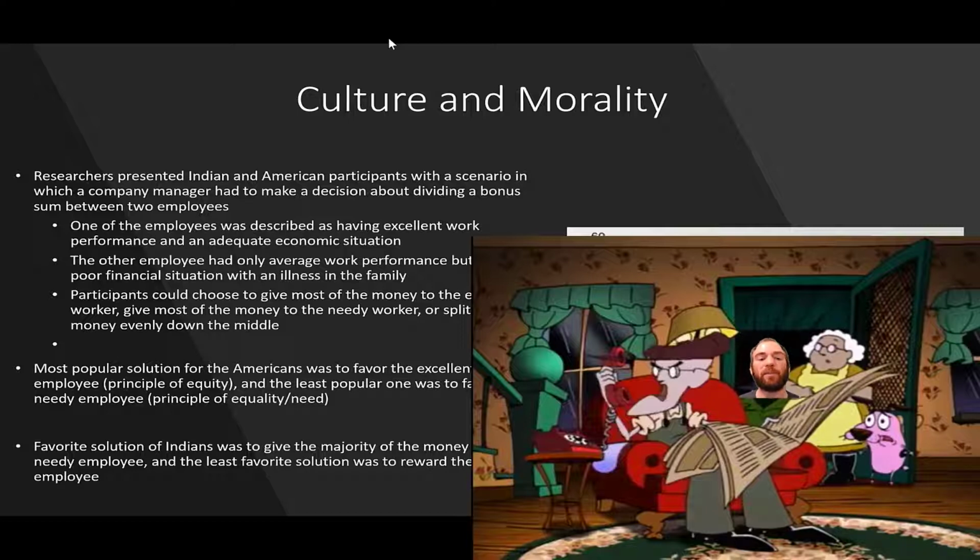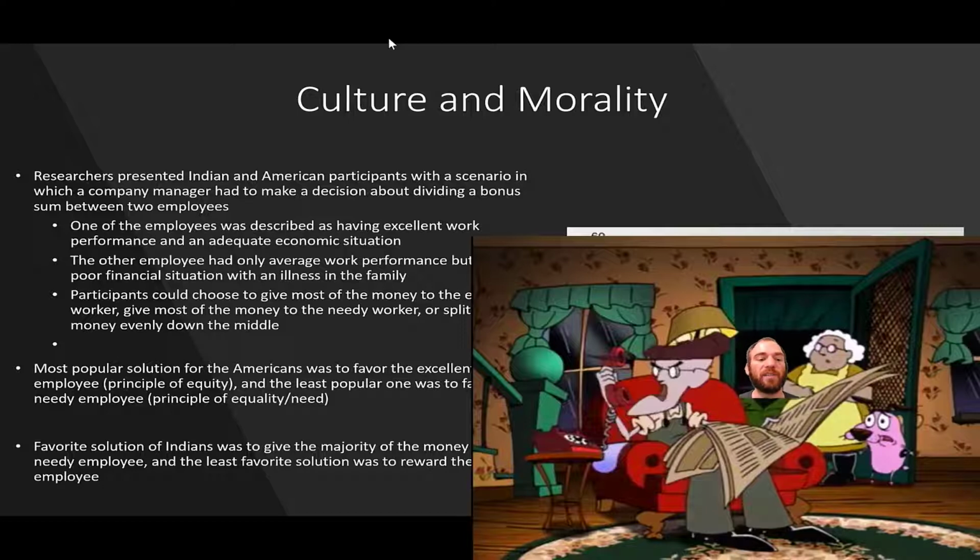And the least popular vote was to favor the needy employee. That is the principle of equality, I should say, wherein we share the resources equally, either splitting it half and half, or the principle of need, that is allocating resources based on the people who need it the most. So that was the least favorable among American participants.